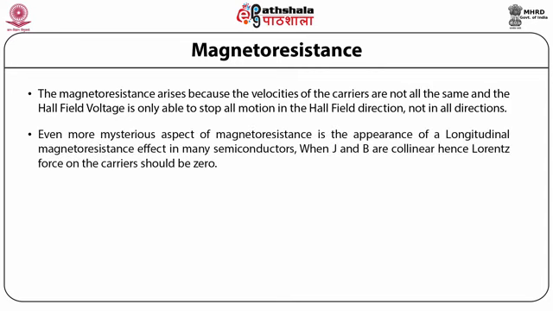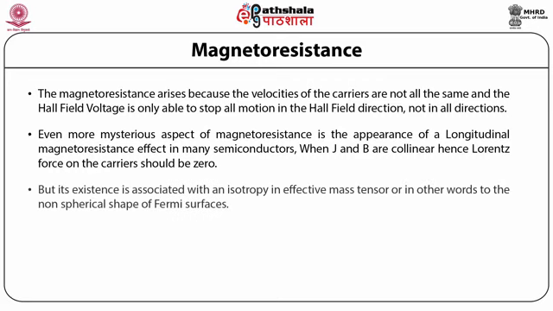An even more mysterious aspect of magnetoresistance is the appearance of a longitudinal magnetoresistance effect in many semiconductors. When J and B are collinear, the Lorentz force on the carrier should be 0. But its existence is associated with anisotropy in the effective mass tensor, or in other words, the non-spherical shape of Fermi surfaces. For non-spherical Fermi surfaces, we observe the longitudinal magnetoresistance effect.